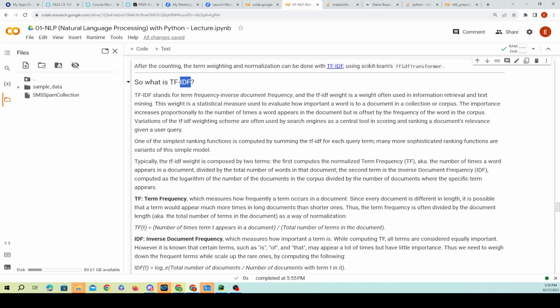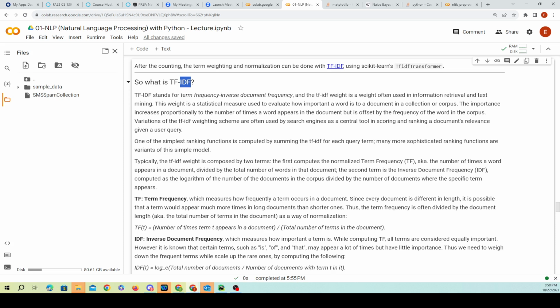Typically, the term frequency, inverse document frequency weight is composed of two terms. The first computes the normalized term frequency, which is just counting how many times the word appears in the message: the number of times the word appears in the document, divided by the total number of words in the document. The second term is the inverse document frequency, which is computed as the logarithm of the number of documents in the corpus divided by the number of documents where the specific term appears. I'll talk about it more specifically in the bottom part.